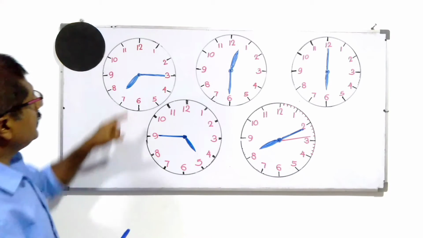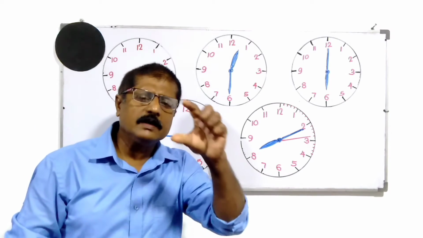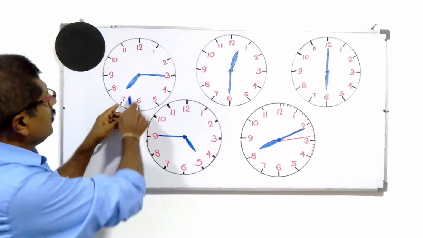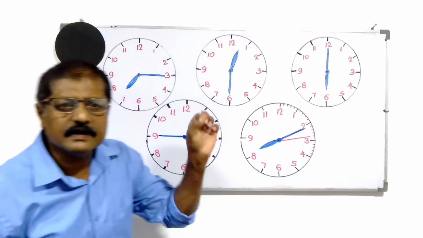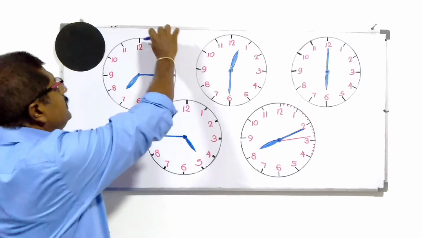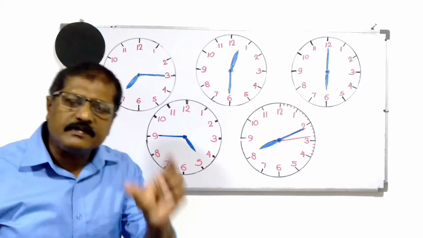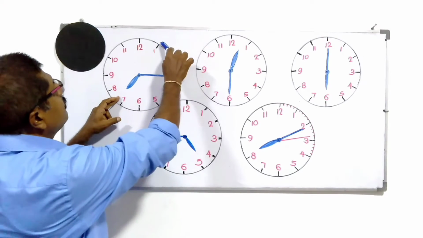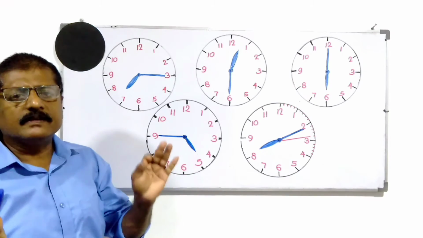What is this time? The short hand denotes hours, and the long one minutes. This one does not directly show 7. It is just after 7. These are all hours, and each gap represents 5 minutes. Then 7 and minutes: 5, 10, 15. 7 and 15 minutes. 7:15.